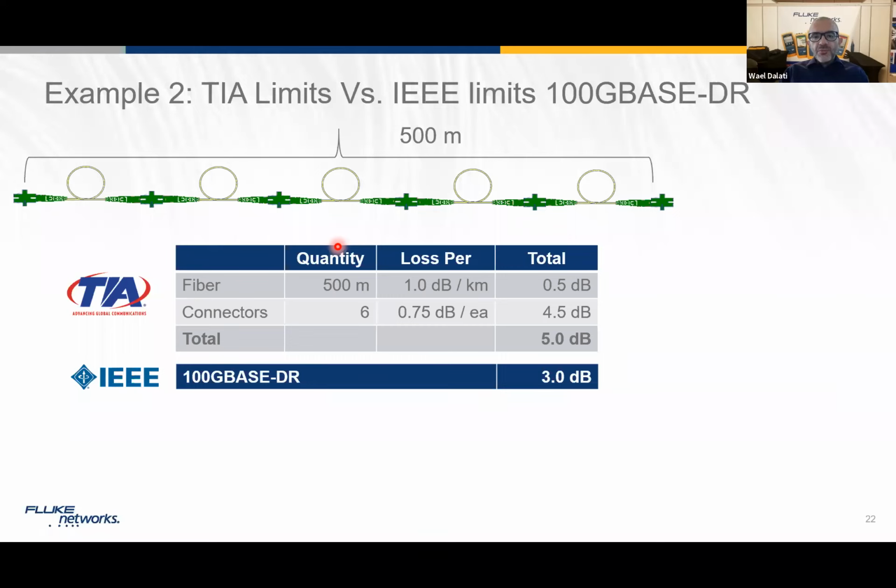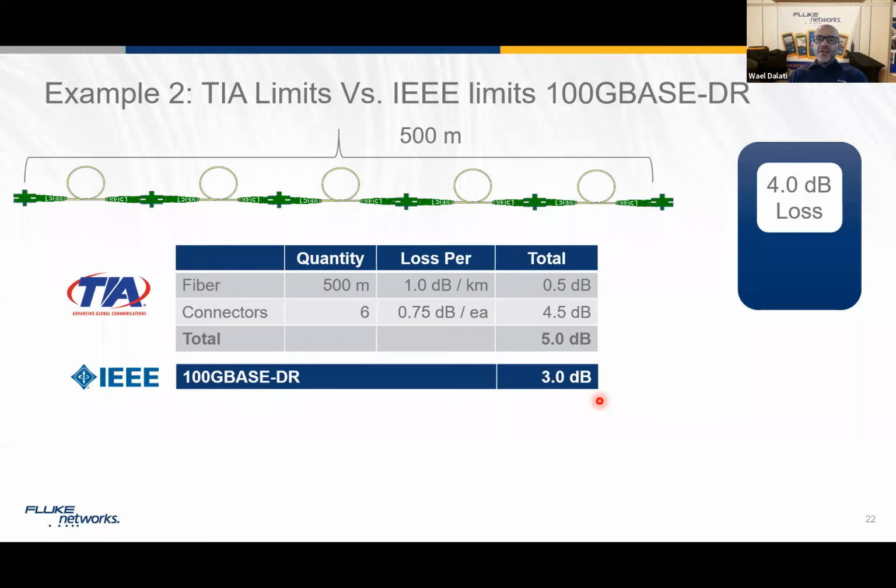But if I move now to the budget of what I need for the 100 gigabit, I'm having 500 meters, again 0.5 dB, but now I have 6 connectors to account for in my budget calculation. I will need 5 dB as a total calculated budget, while still the IEEE requires 3 dB. Now, my tester tells me I get a 4 dB loss.